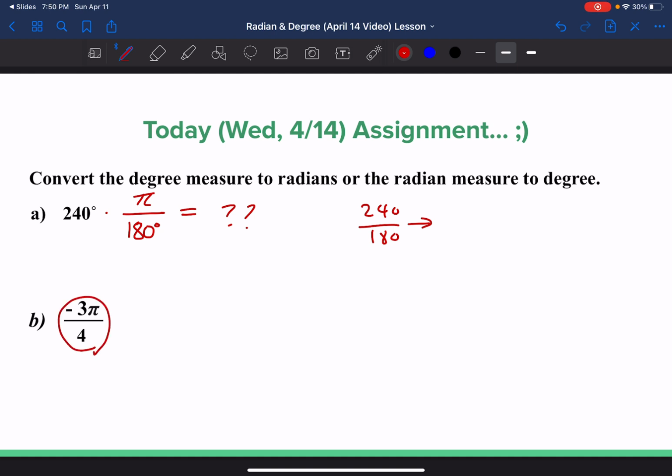And B, you have a pi, which means the unit is radian. So you have to multiply everything by 180 over pi. So you can cancel pi. And then now you have to simplify this fraction by yourself. All right? You guys can do it, right? And don't forget the negative sign. So that's going to be your Wednesday assignment.